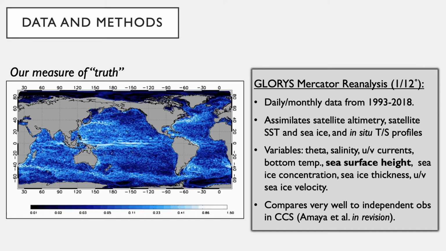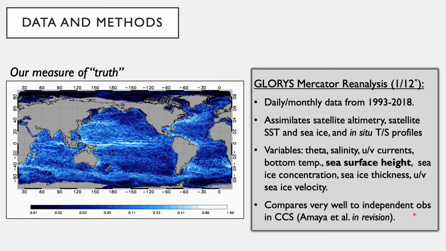And for the purposes of our study here, we're going to be using the GLORYS Mercator ocean reanalysis as our measure of truth. This is a very high resolution ocean reanalysis with 1/12 degree horizontal resolution. Here's some general information about this GLORYS reanalysis. But again, we're primarily going to be focusing on sea surface height.